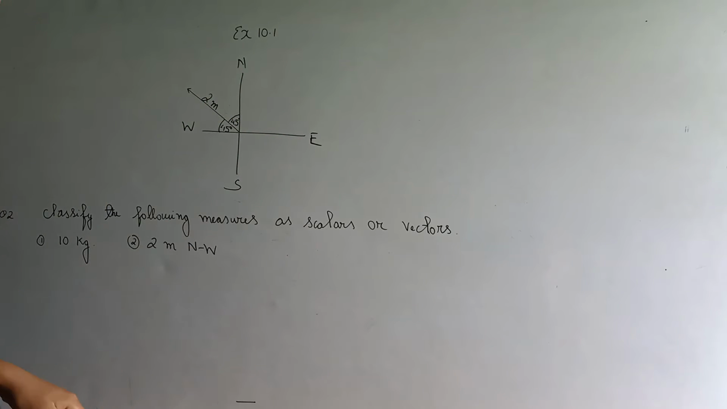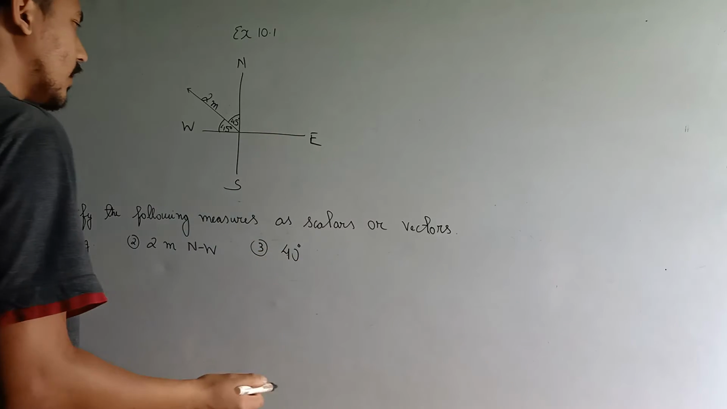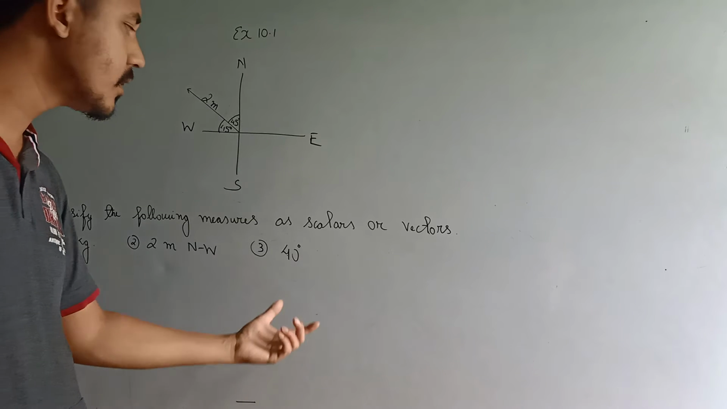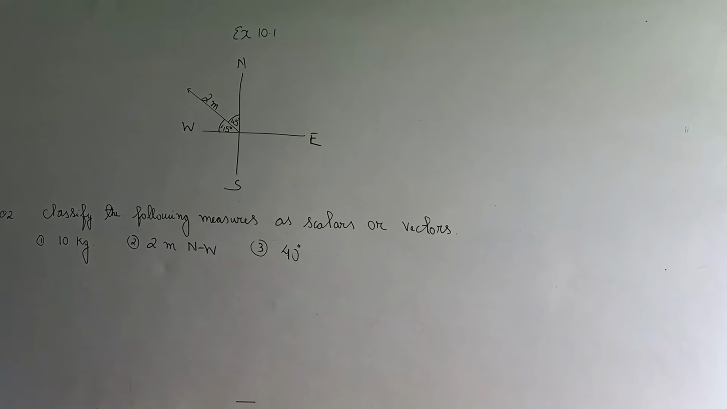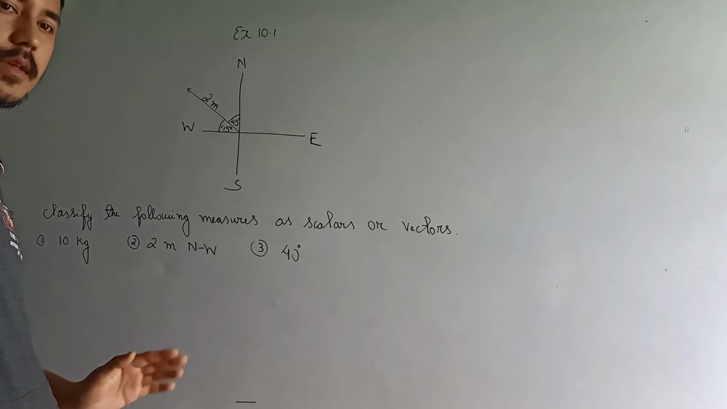Okay. Number 3, 40 degree. 40 degree what? Towards east, towards north, towards west, towards south? Nothing is given. So no direction is specified, so this is only magnitude. Is it okay? So we cannot say this is a vector quantity.